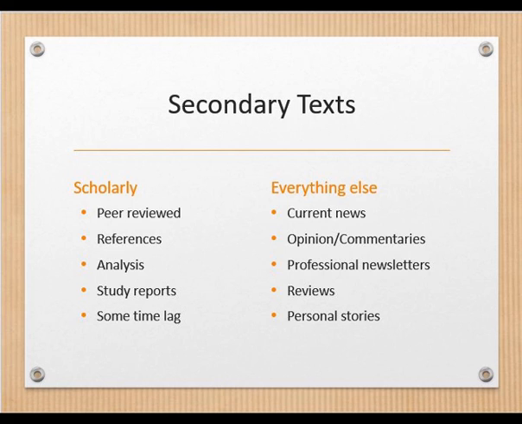As I mentioned earlier, secondary texts can be divided into scholarly and everything else. Scholarly is often called peer-reviewed because that's the process by which things get published. An author would send in their article, and the journal would send it out to 2 to 4 experts in the field and have them make a recommendation. They can recommend that it be published as is, rarely happens, decline for publication, or most likely accepted with changes.